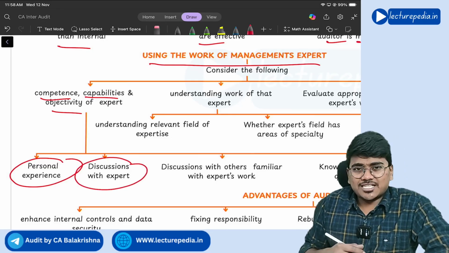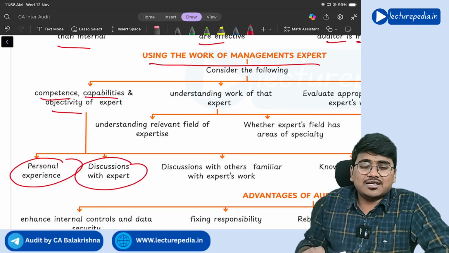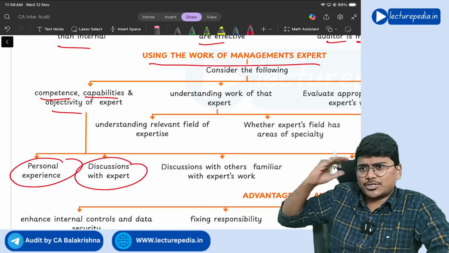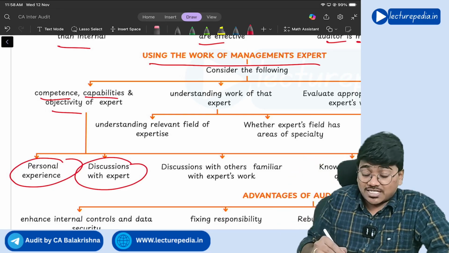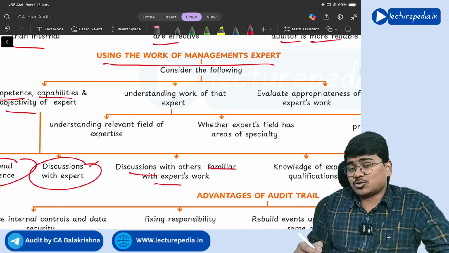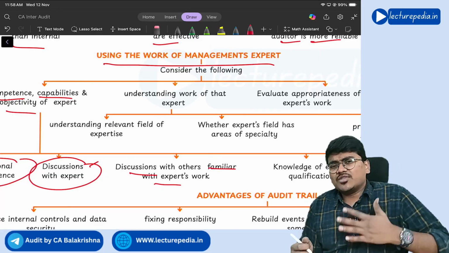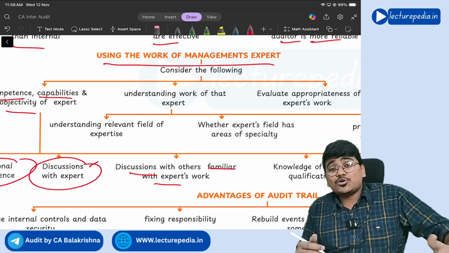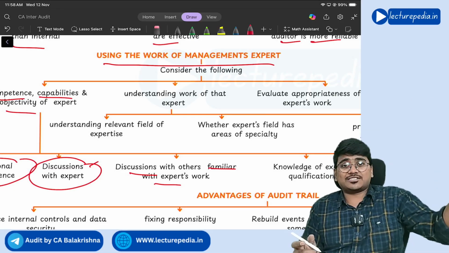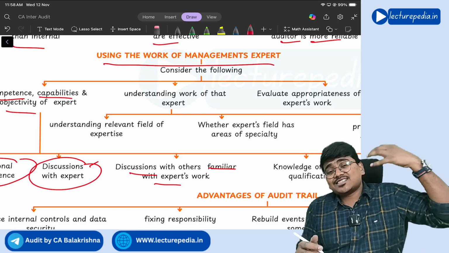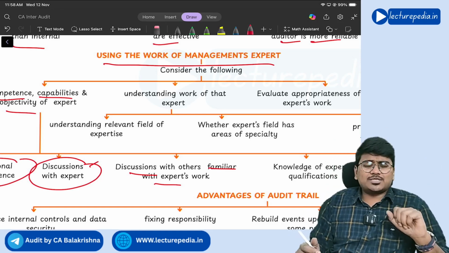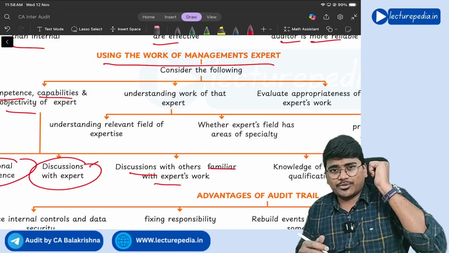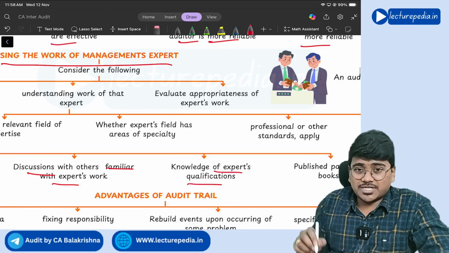Next, discussion with the expert. You can just discuss with the expert. Once you speak with him for 15 minutes or half an hour, you can get to know about his knowledge, correct or not. So, discussions. Next, discussion with others who are familiar with the expert's work. There might be some of your friends who are also chartered accountants, who have used the work of that expert in the past. Then by discussing with them how that expert has helped you, you can get to know about that expert's knowledge and capability, right?